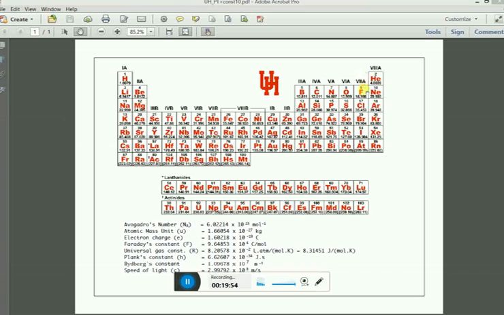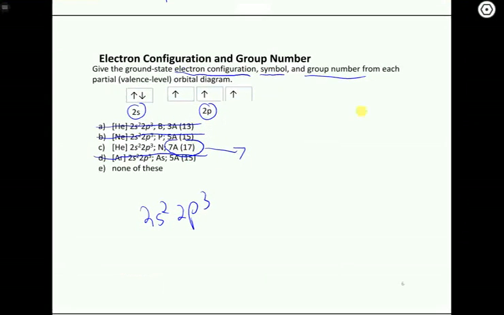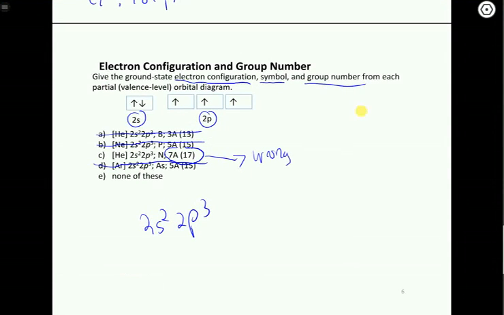So 7A would be the halogen group over here, which could also be labeled as 17. That's the number in parentheses that you're given. And the halogen group is group 7A, not group 5A. So this one has the wrong group number for nitrogen. Any element in the p3 column should be group 5A. So we have the wrong group number here. It should be 5A.